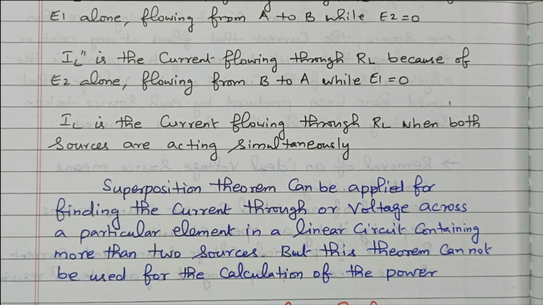So in this video we discussed the statement of the superposition theorem, and also we verified it with the example problem. Right? So the total current is nothing but the sum of the current due to source 1 and source 2.